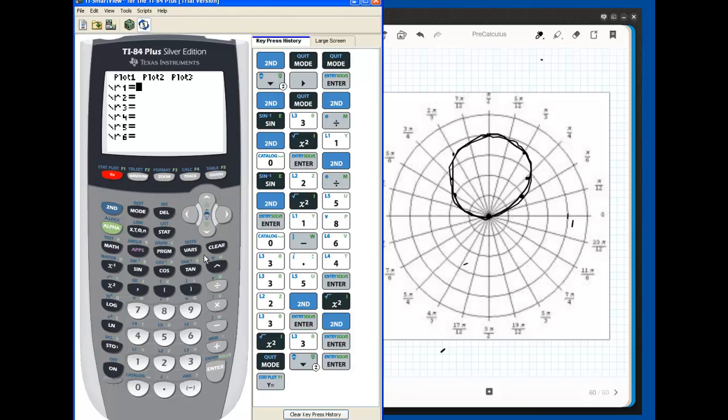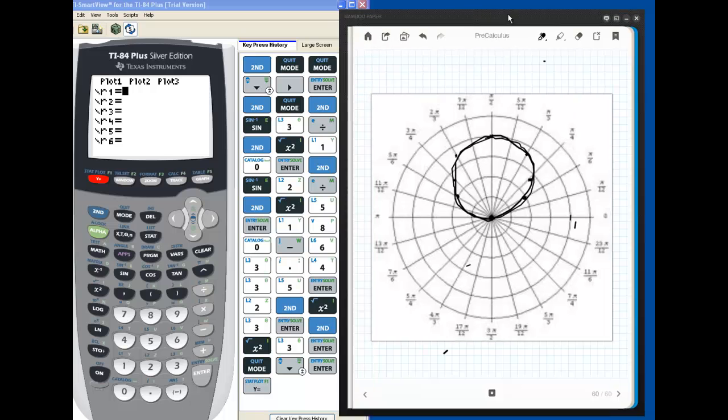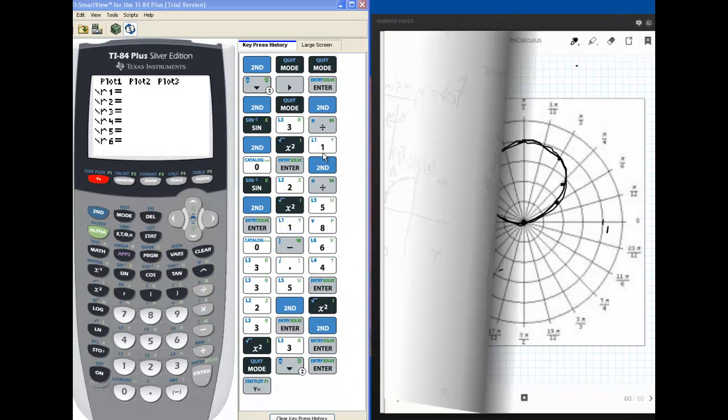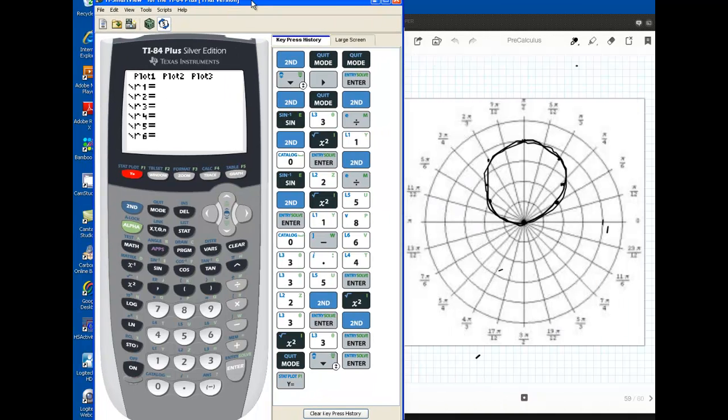And then I'm going to go to y equals. Ooh, hey, look at that. Now let's have a look-see at what goes on here. I'm going to scroll back a page. What did we call it? Yeah, it was just r equals sine theta. So r equals sine of theta. Notice this, it fills it in.